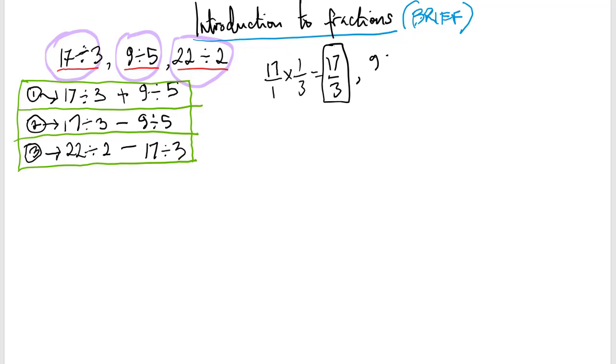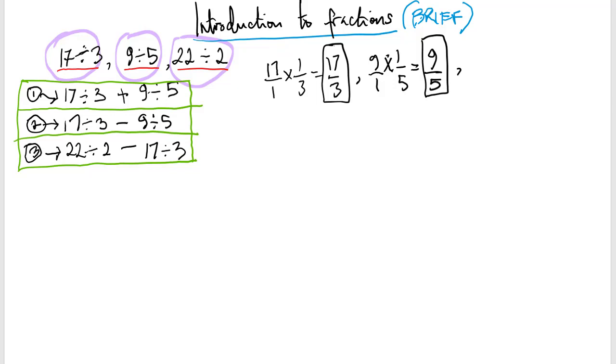9 over 1 times 1 over 5. Remember, you invert the number to the right, so you get 9 times 1 is 9, 1 times 5 is 5. So you get another fraction, 9 over 5.